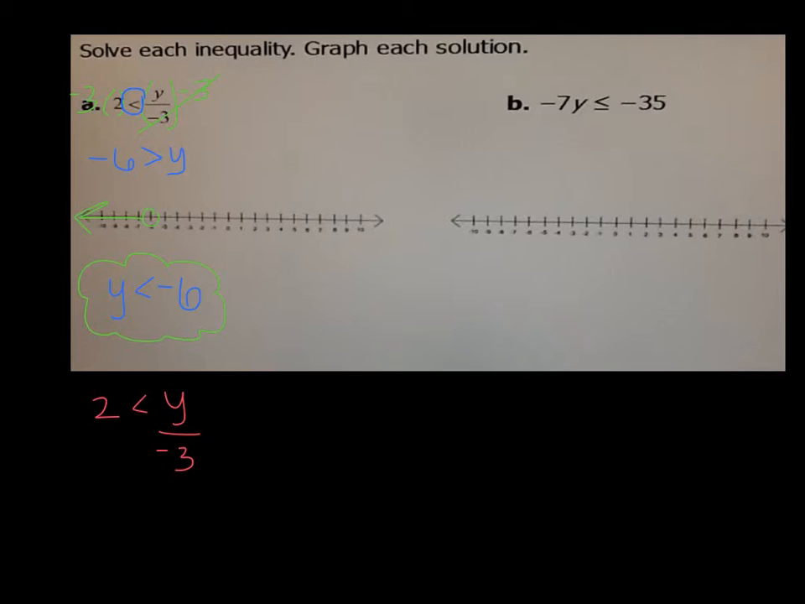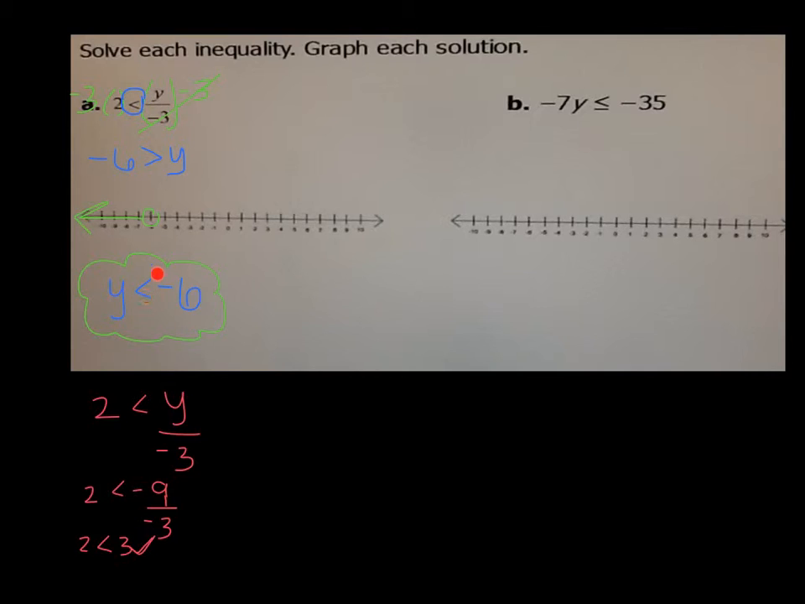So I'm going to pick negative 9. Okay, so I'm going to put negative 9 right here where y is. So I would have 2 is less than negative 9 over negative 3. So if I was to do the math, the question is, is 2 less than 3? Which it is. 2 is less than 3. So I know that I solved this inequality correctly.